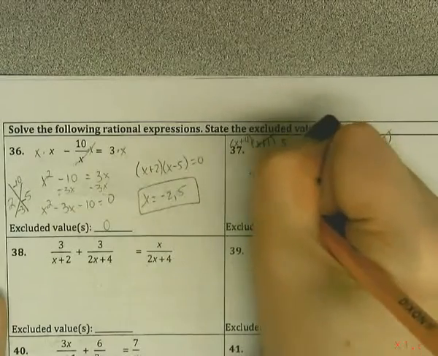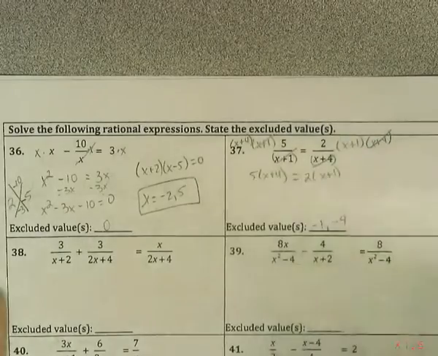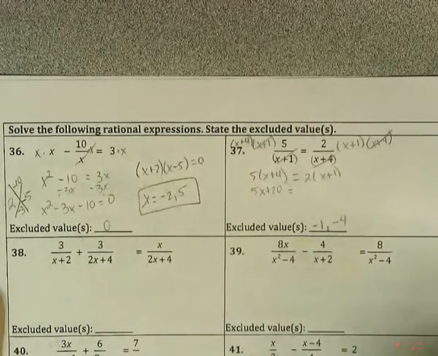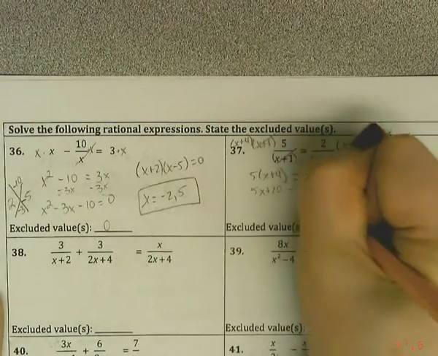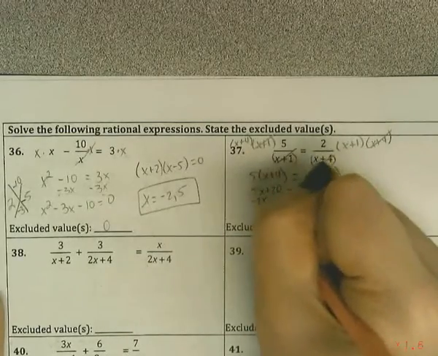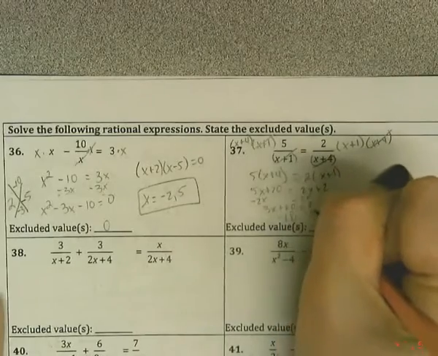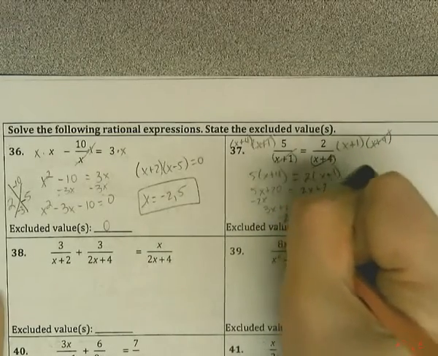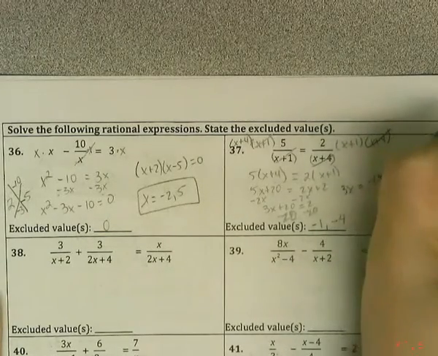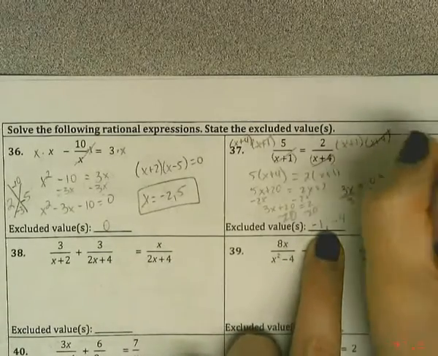So I have 5 times x plus 4 equals 2 times x plus 1. We're just going to solve for x. So 5x plus 20 equals 2x plus 2. Minus 2x, minus 2x. So 3x plus 20 equals 2. Sorry, minus 20. I skipped a step in my head. 3x equals negative 18, and then divide by 3. So x equals negative 6. That's not an excluded value, so we're good.